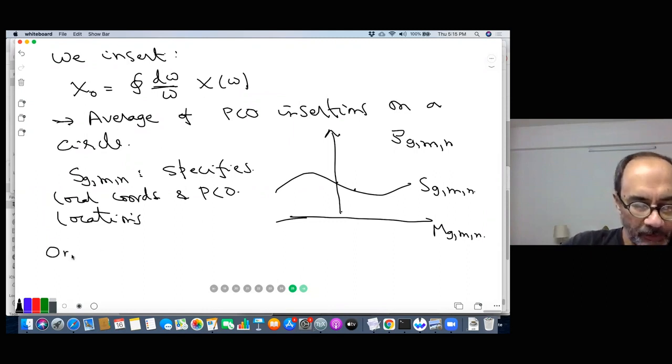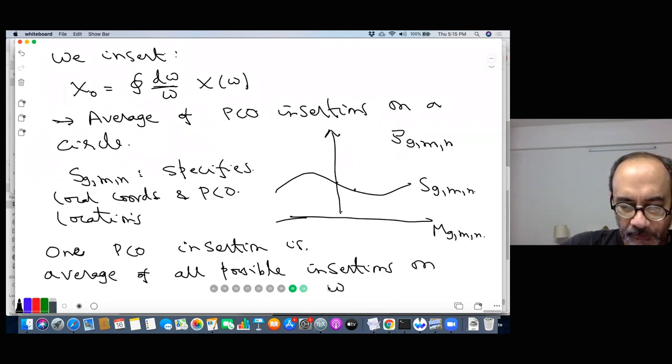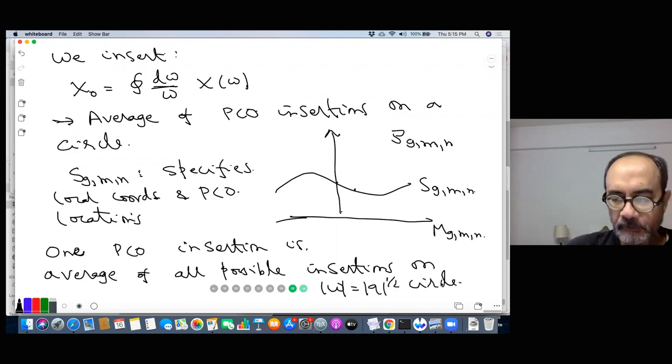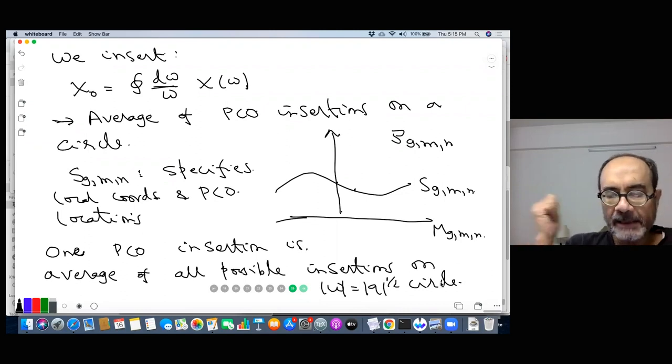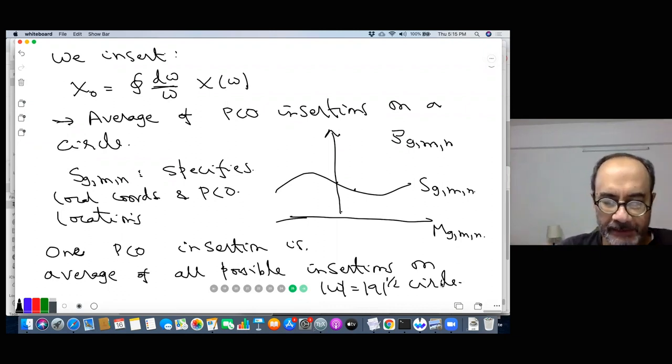So one PCO insertion is the average of all possible insertions on mod w equal to q to the half circle. Next time we'll see some example of this, and maybe that will make things a little clearer. But I think today my time is already up, so I'll stop here and ask for questions.